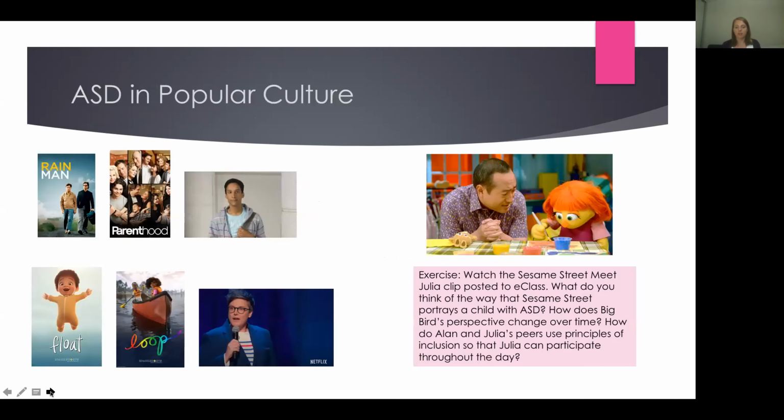And actually that takes me to this exercise that I've posted for you. This isn't required, but it's definitely something I'd encourage you to do because it's quite fun. So Julia is a Sesame Street character who they introduced a few years ago who does have autism. And I posted the video clip for you on eClass where they introduce her. And I want you to think about how that introduction goes. How does Sesame Street portray this child?